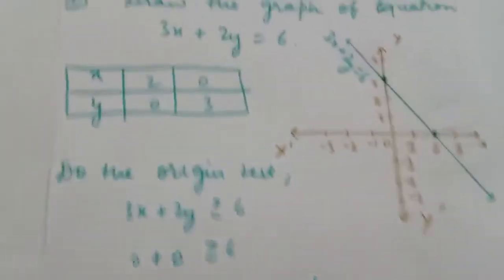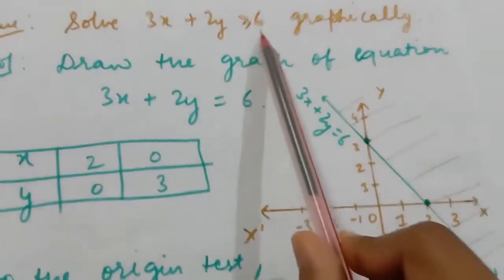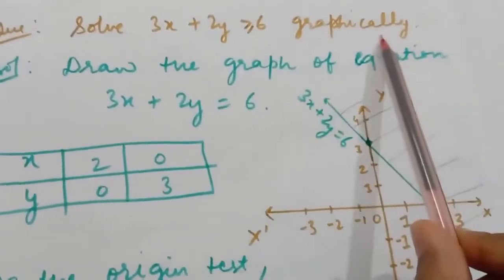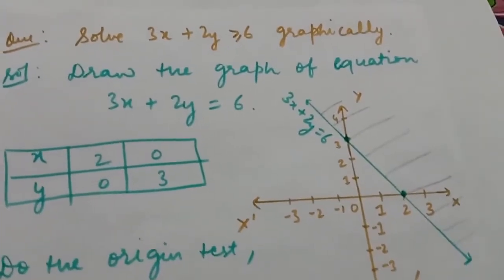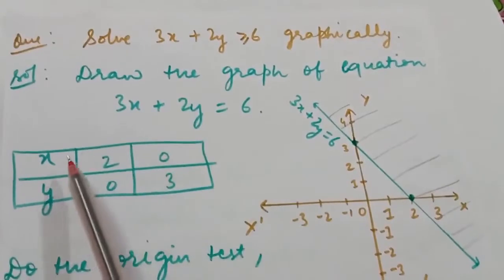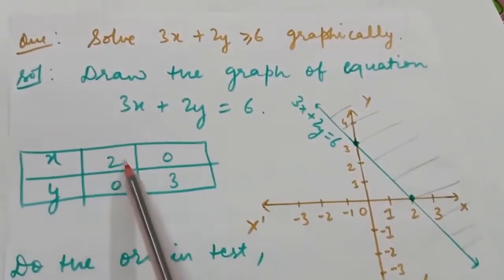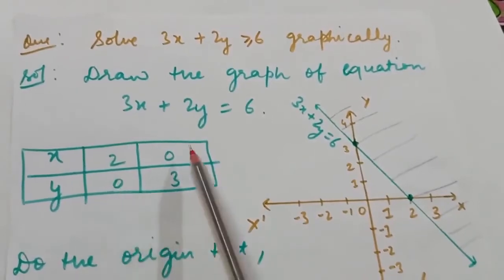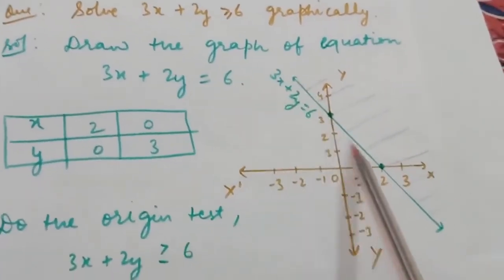Now next, we'll take one more example. Solve 3x plus 2y greater than or equal to 6 graphically. So first of all, we have to draw the graph of the equation 3x plus 2y equal to 6. For this, I have taken these two values. At x equal to 2, y is 0 and at x equal to 0, y is 3. So draw the graph of the line.